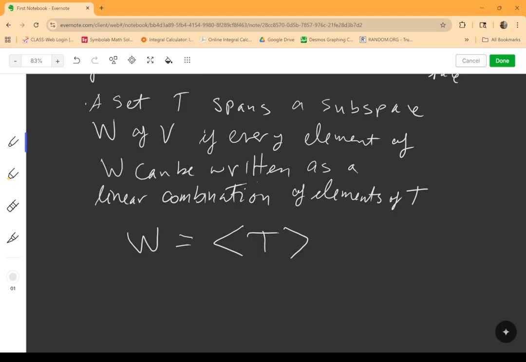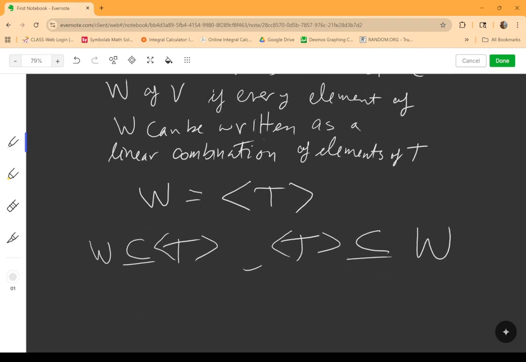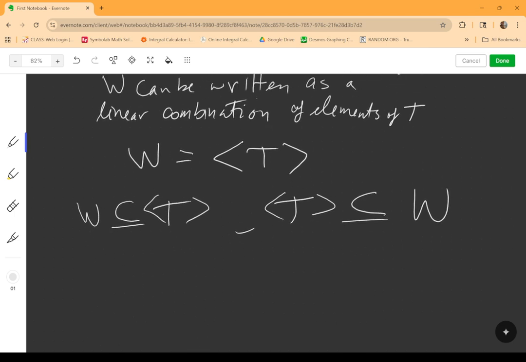Since we are looking for set equality, one way to prove such a thing is to show both of these operations. If a vector is in W, then it's in the span of T. If it's in the span of T, then it's in W. Then we've shown equality. So let's take a look at an example.